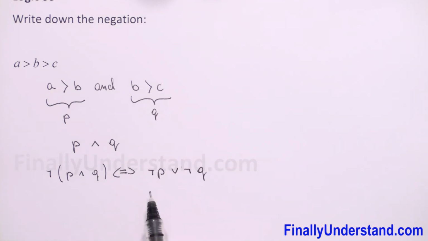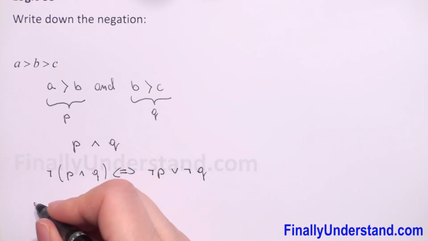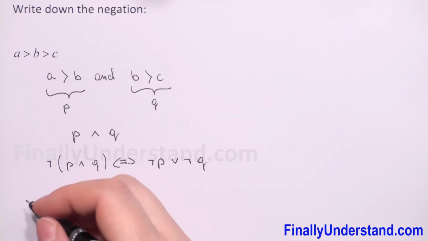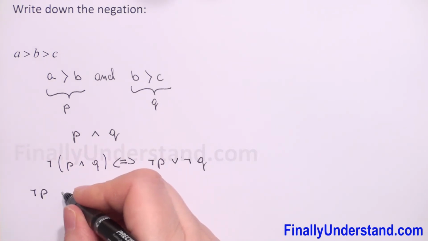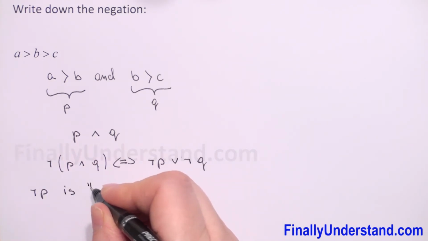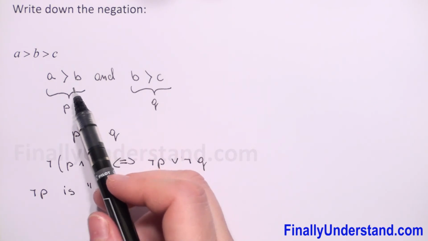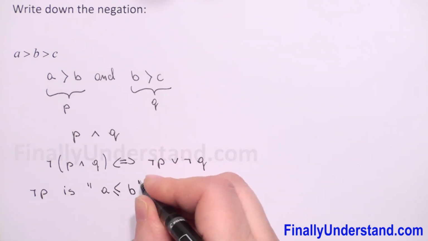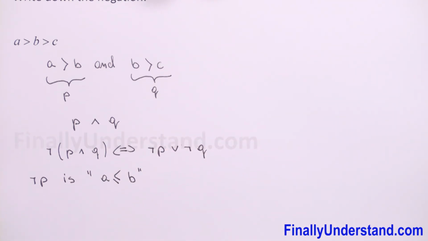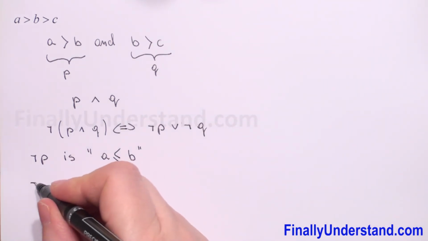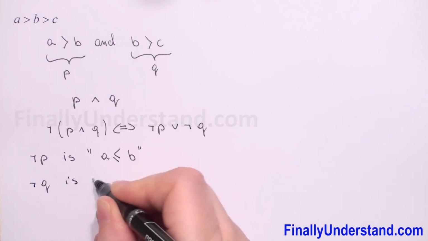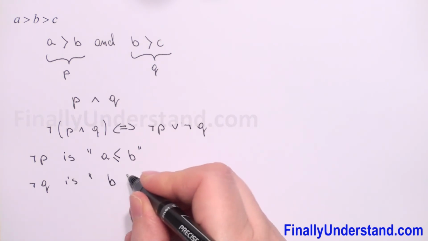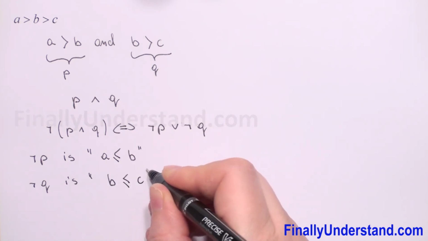So we will have not P. We have A is greater than B as our P, so not P will be when we negate A is greater than B. So we will have A is less than or equal to B. This is the negation of P, and the negation of Q: we have B is greater than C, so the negation will be B is less than or equal to C.